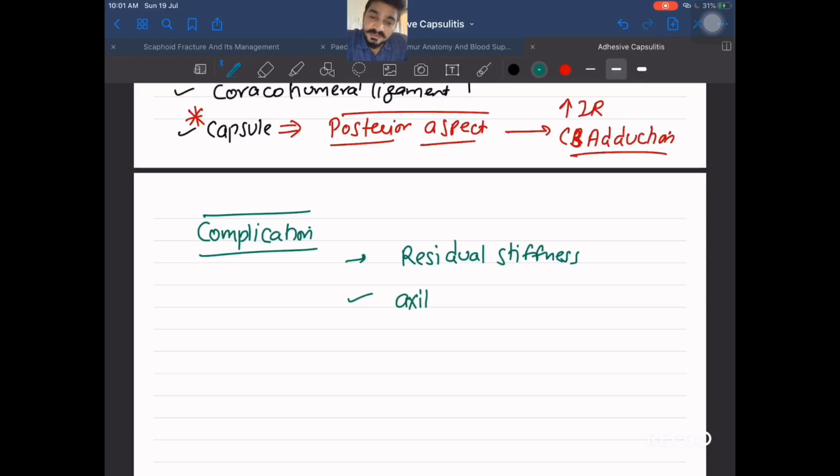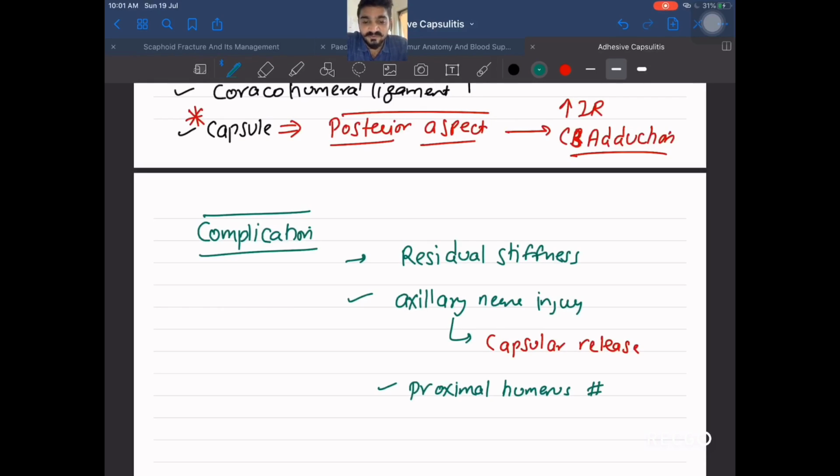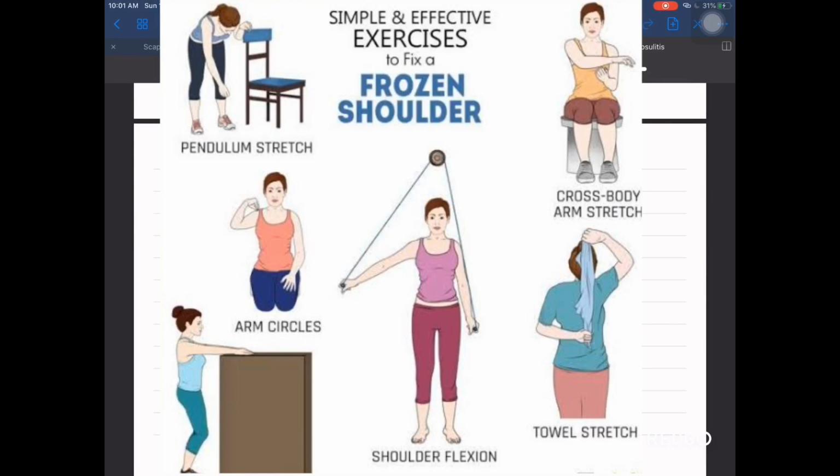Regarding the complications of frozen shoulder, residual stiffness is there, axillary nerve injury after the capsular release, and the last one is proximal humerus fracture in case of a very stiff shoulder. Thank you.